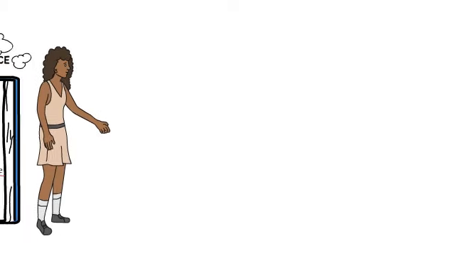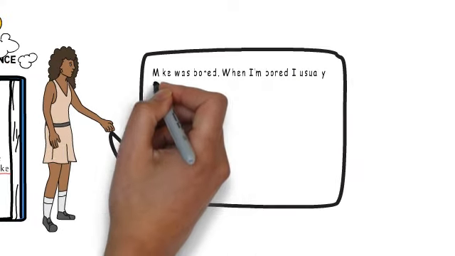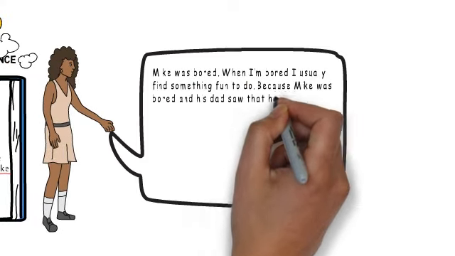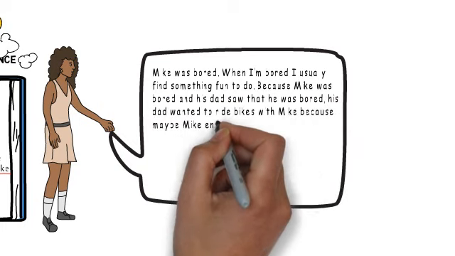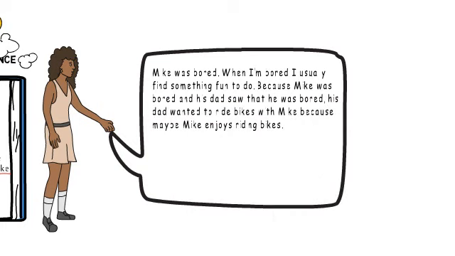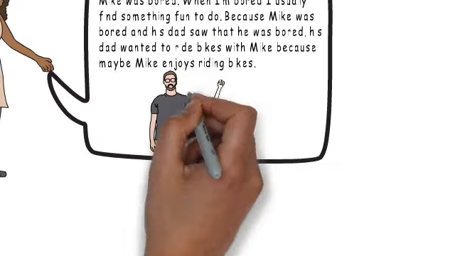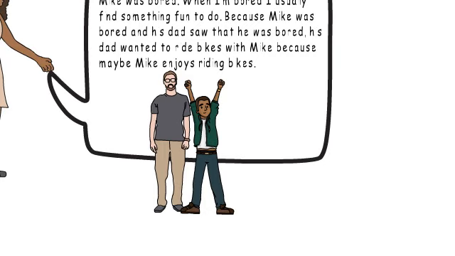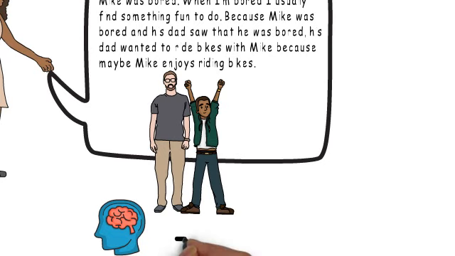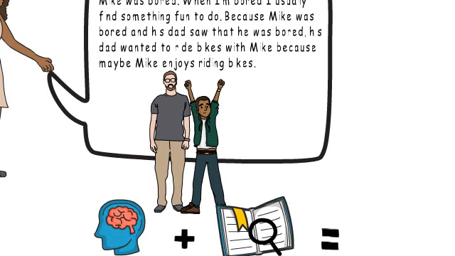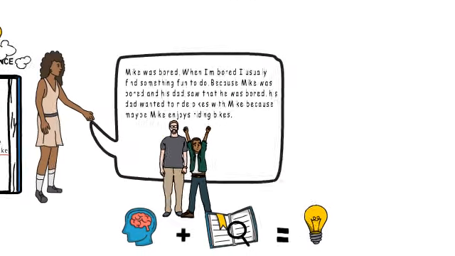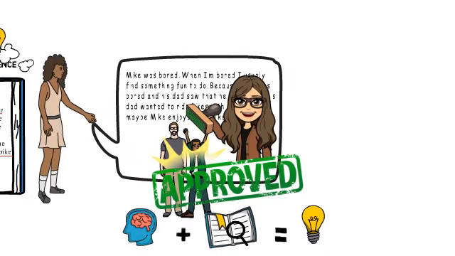Well, I infer that since Mike's dad saw that he was bored, he decided to go ride bikes with him. When I'm bored, I want to do something fun. So maybe his dad wanted Mike to do something fun so he wouldn't be bored. Great detective work! You used your inferencing skills to come up with a solid conclusion. You used what you already knew about being bored, and you used evidence from the story to come up with an inference. You're an approved detective.